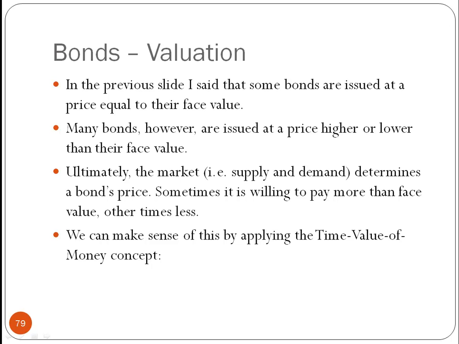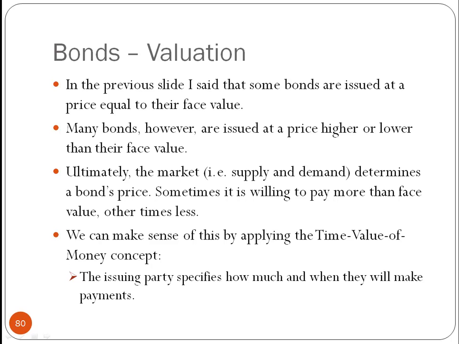We can actually use the time value of money concept to help us understand this, which is very convenient. The issuing party, the company in this case that wants to raise the money, specifies how much and when they will make the payments. We're going to pay $50 every year for the next 5 years, and then $1,000 at the end of the 5 years. That's what the issuing party announces to the world. And then the buyers, the holding parties, will assess how much value to put on that promised cash flow payment.